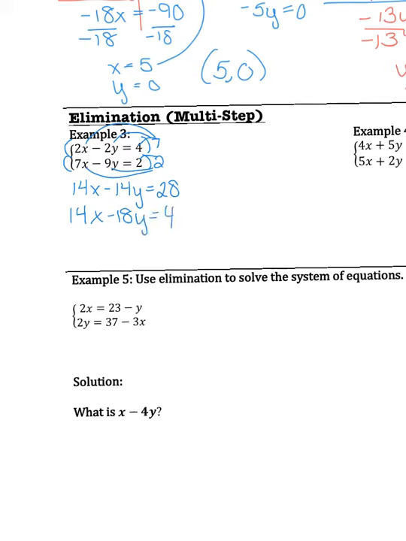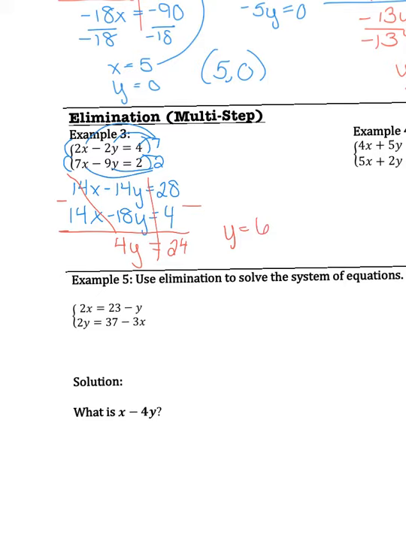There we go. So now I can see that I would have to subtract these two equations, because that's what would cancel out the x's. Negative 14 minus a negative turns to plus, and that gives me 4y. And 28 minus 4 is 24. So I get a y value then of 6.